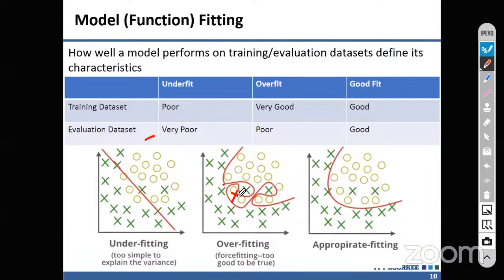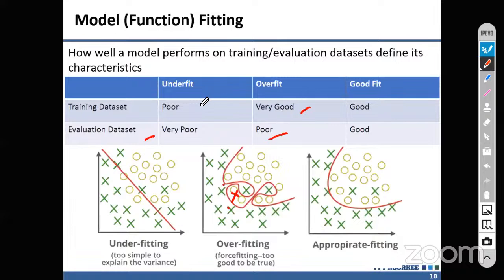So even if the cross is in this region, it will not be able to recognize it properly. It will classify it as a circle. So this is not good for the testing data set. It is good in the training data set. This is called overfitting. When we have lots of parameters, when the number of weights is large, then it goes for overfitting.